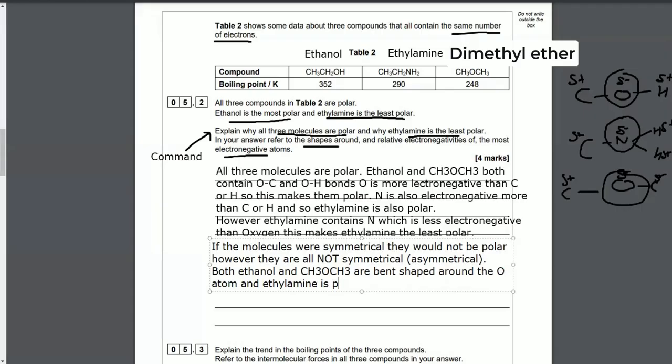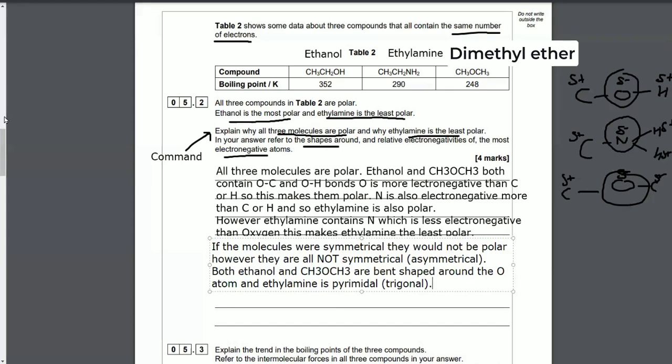It's going to be, because nitrogen is, yeah, it's going to be pyramidal. And I can't spell that. Pyramidal. There we go. And ethylamine is pyramidal. It's actually trigonal pyramidal, but yeah. So that also contributes to why they're polar. Now we want to get on. That should have got all the marks. Have we talked about the electronegativities of the atoms? Yeah. So now what I want to do is tick through.